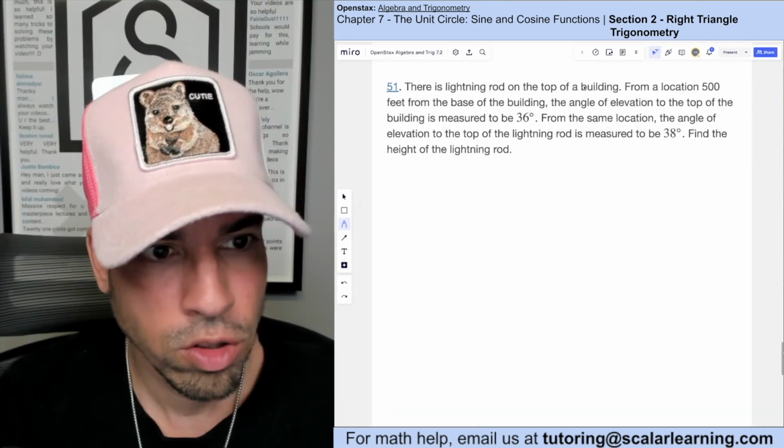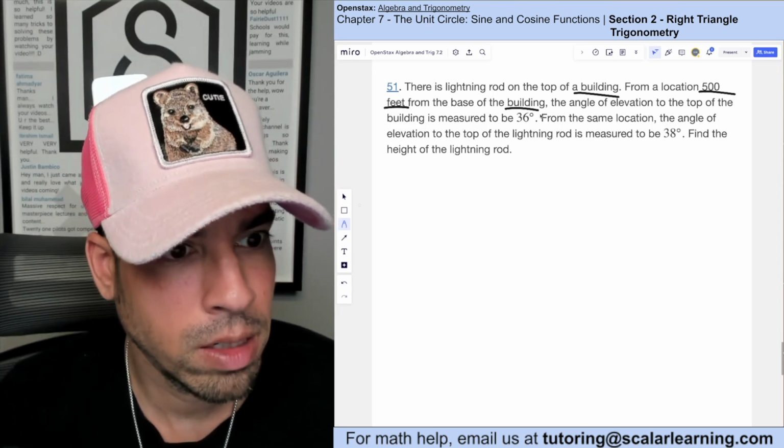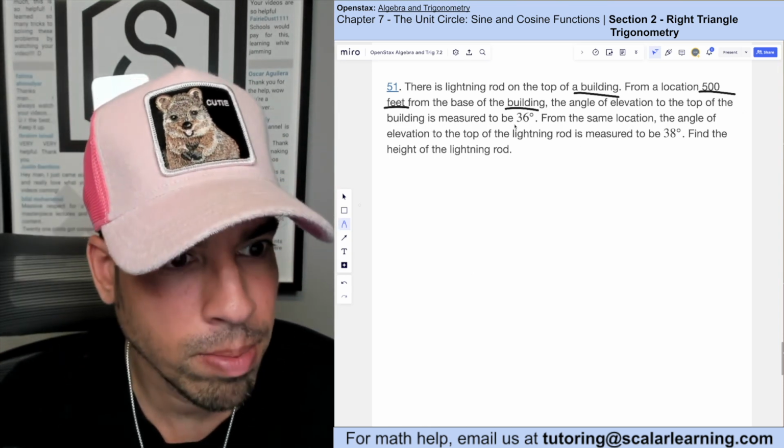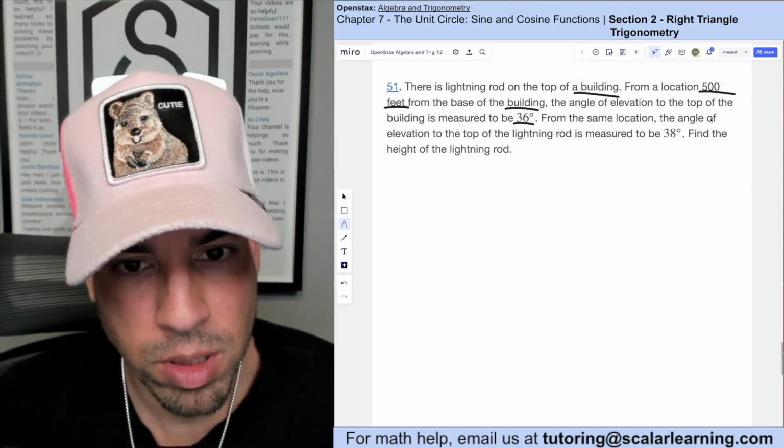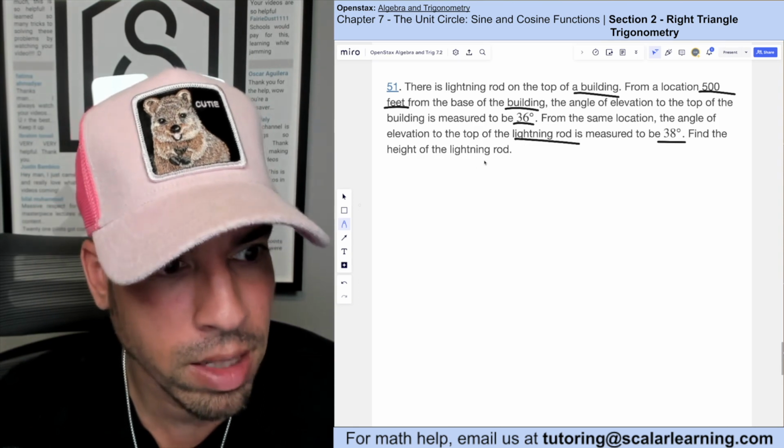Boom, done. There's a lightning rod on the top of a building. From a location 500 feet from the base of the building, the angle of elevation to the top of the building is measured to be 36. From the same location, the angle of elevation to the top of the lightning rod is measured to be 38. Find the height of the lightning rod.